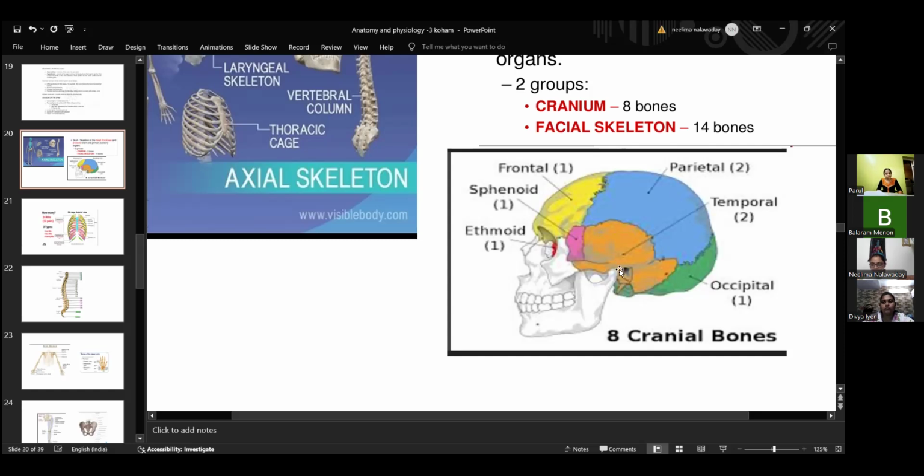Now, this cranium is made up of 8 bones. If possible, try to memorize the names: frontal, parietal, temporal, occipital, sphenoid, and ethmoid. 8 cranial bones. I know memorizing anatomical names is a little bit difficult, but once you go through all the names again and again, it is very simple to memorize, right?